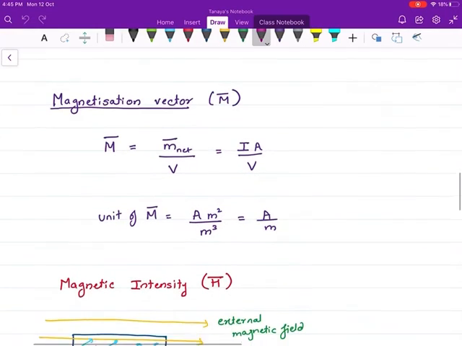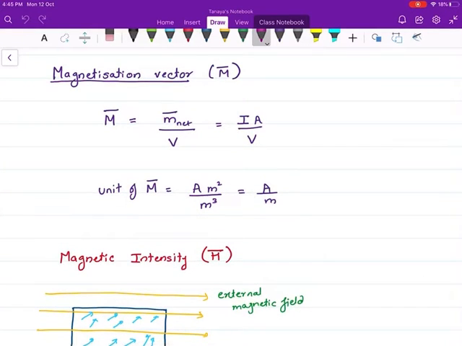Now let's see what this magnetization vector is. You saw that when we had a slab of material whose net magnetic moment was 0, we placed it in a magnetic field. The dipoles tried to align themselves along the direction of the magnetic field, and we said that the material got magnetized. So how do you measure this magnetization? By using the magnetization vector. The magnetization vector is denoted by M bar.